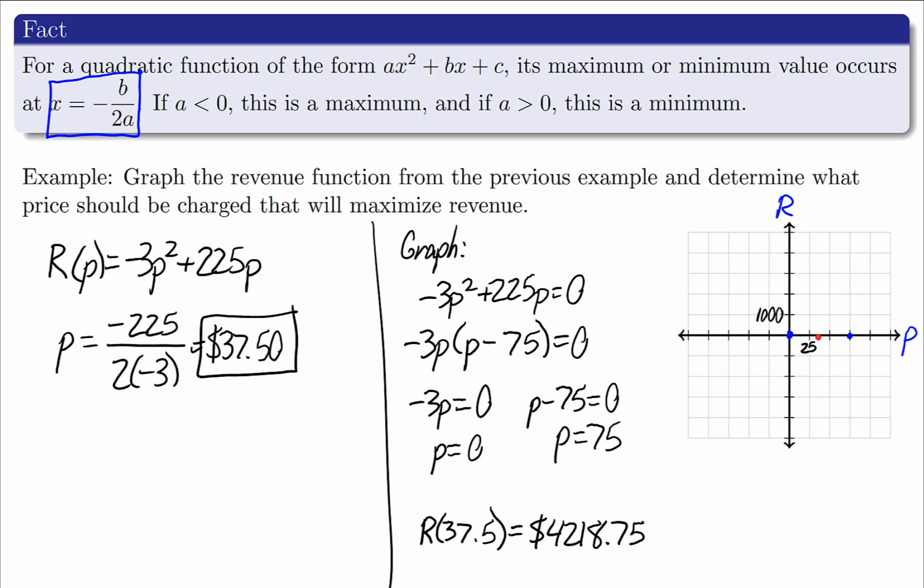3750 lies right here, and we're looking at about 4,200. So here's our point where we hit our maximum. From there, I'll just draw the quadratic function, and as we discussed, it's going to open downward. And there you have it.